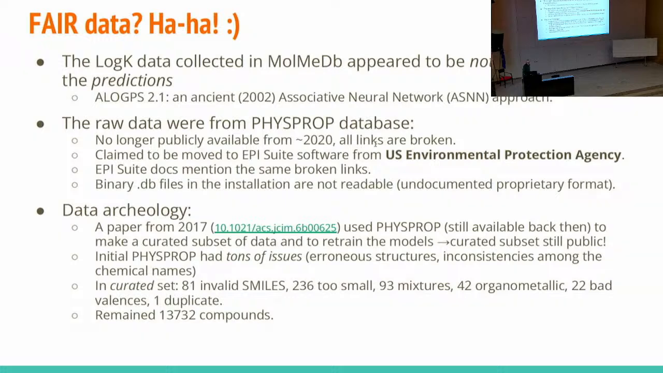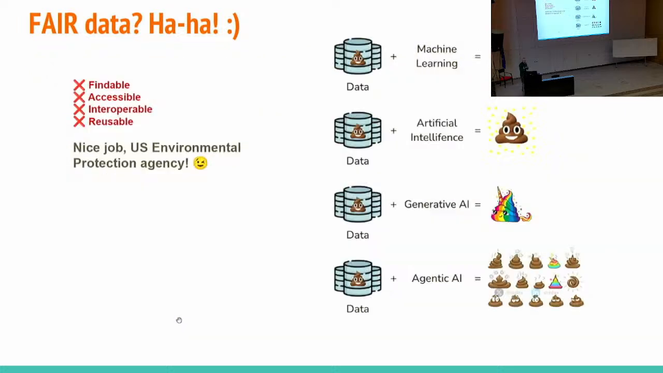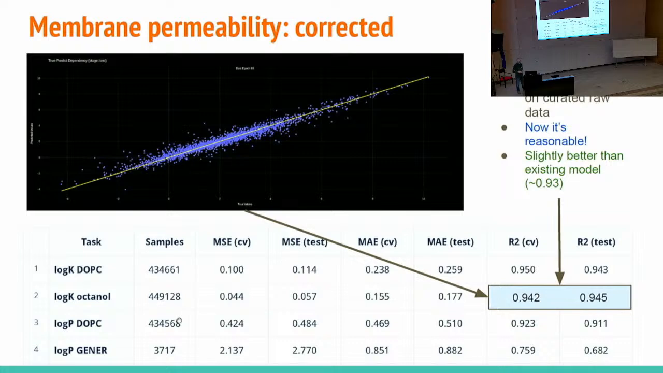So we used this, and you can see that even in the curated dataset, there are some invalid compounds. So the curation was not that good. After all of this, about 14,000 compounds remained from the initial 15,000. We used this to retrain the model, and this is a message to the US Environmental Protection Agency: good job. And this is how it looks after retraining the model on the real data. From 97, we are back to 94, which is still okay, but it's not insane. This is in line with the previous data, which was about 93%.